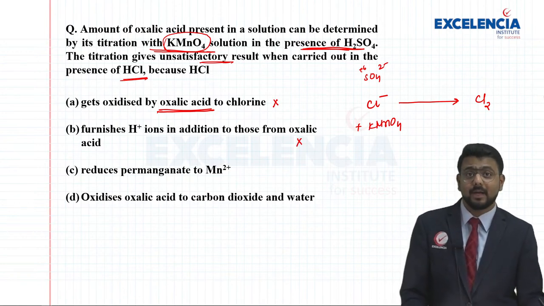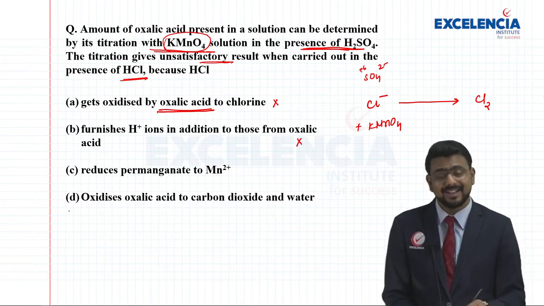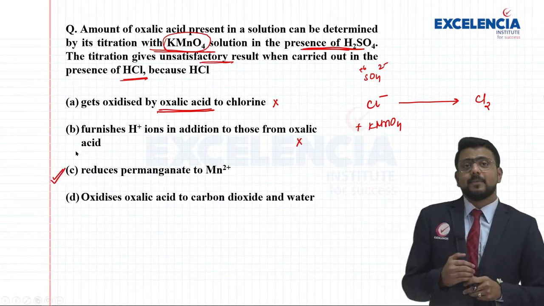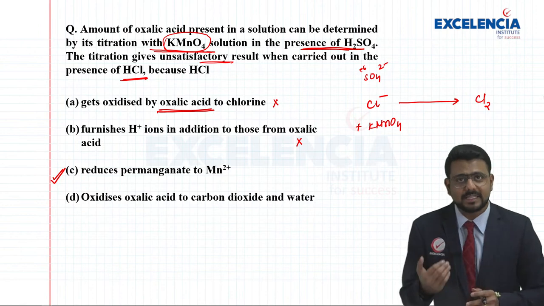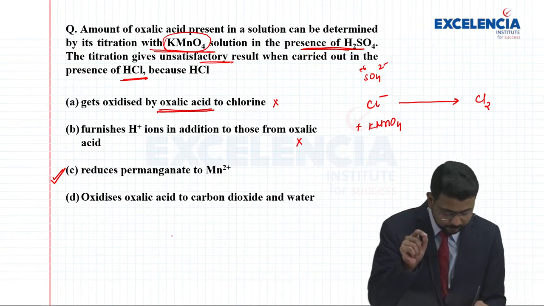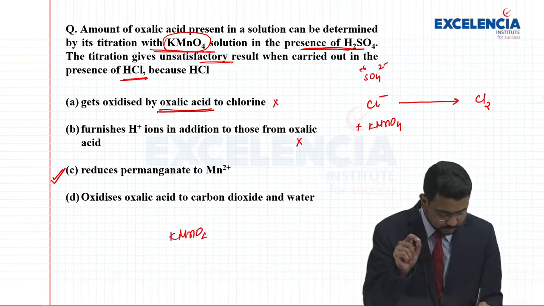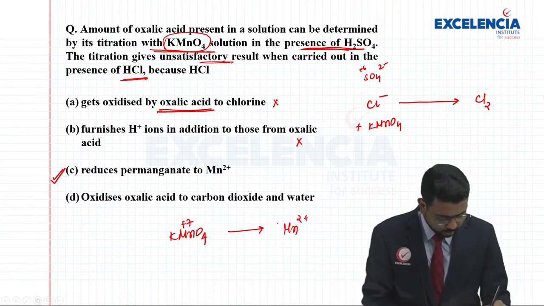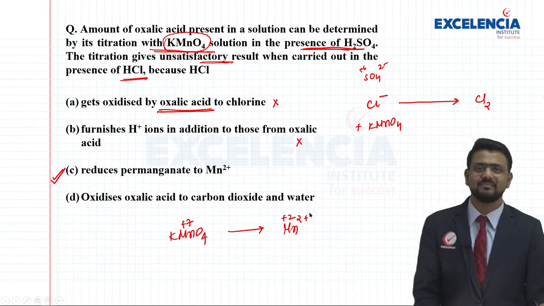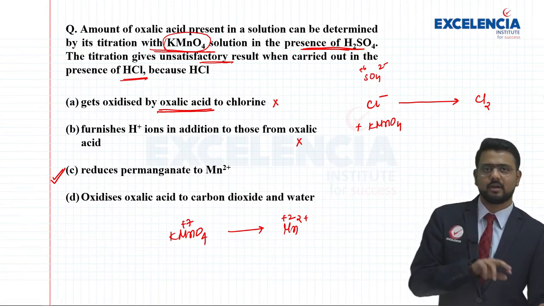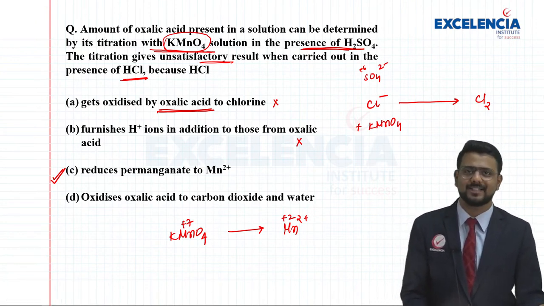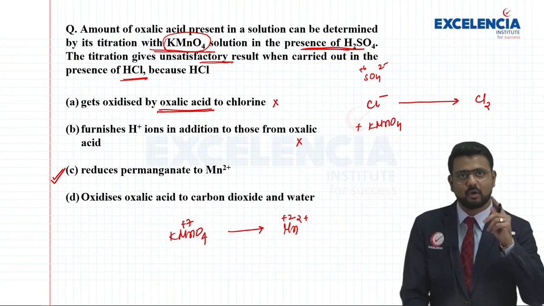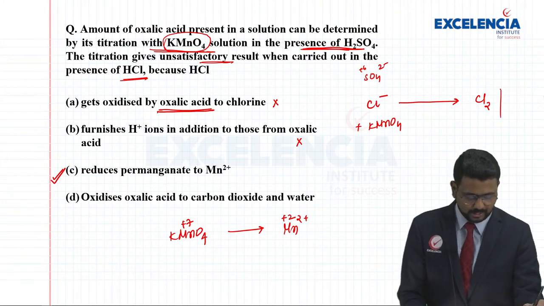It reduces permanganate to Mn2+. Now, definitely this is your answer. As I told you earlier as well, if I'm using KMnO4 as an oxidizing agent in acidic medium, then KMnO4 changes into Mn2+. So basically from +7, the oxidation state changes to +2. Right? Because of this reduction, obviously it is behaving like an oxidizing agent. So it reduces permanganate to Mn2+, and of course HCl itself gets oxidized to chlorine gas, right?